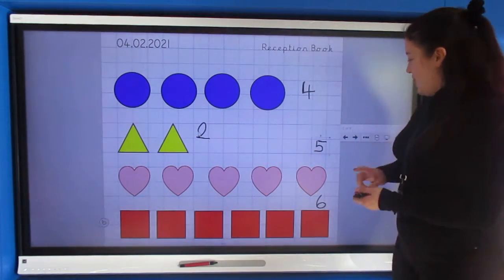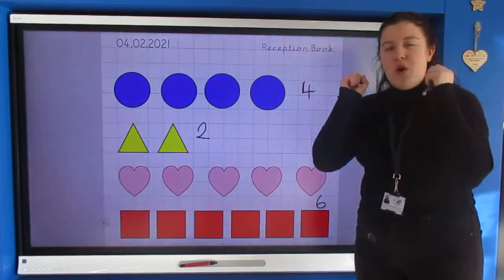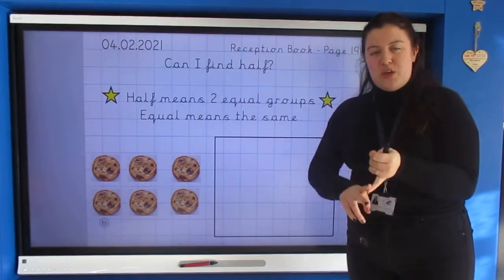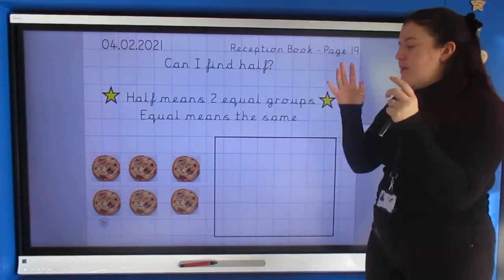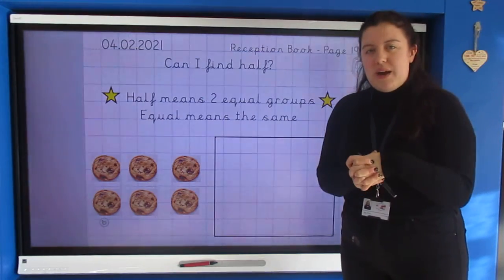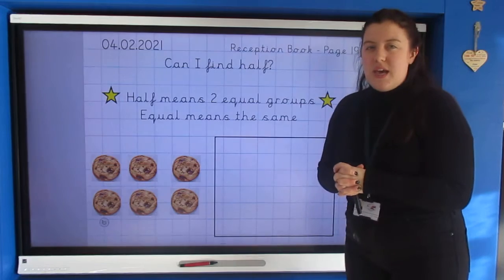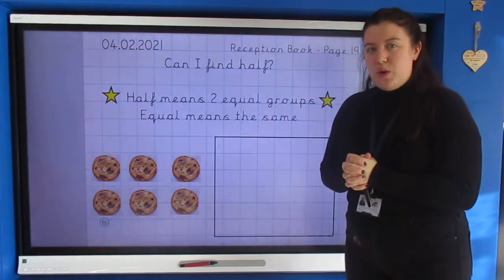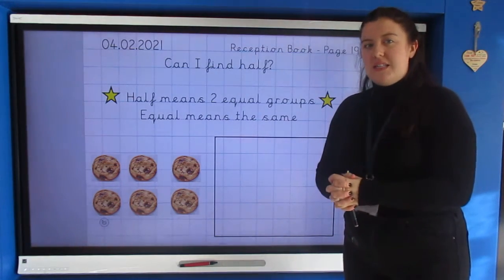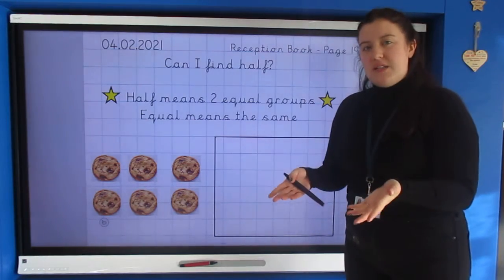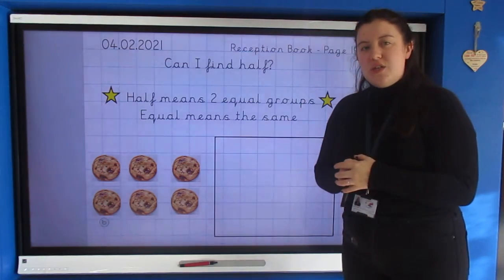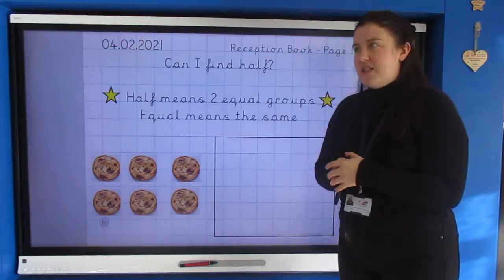Good job. So now our maths brains are all woken up, okay? We've talked about shapes and we've done some counting. And we're going to need all of those skills today for our activity in our workbooks. So you need page 19 today. So if you've got the reception workbook, you need page 19. And then if you just open it ready, I'm going to do the learning and the teaching first, and then you can do your activity.